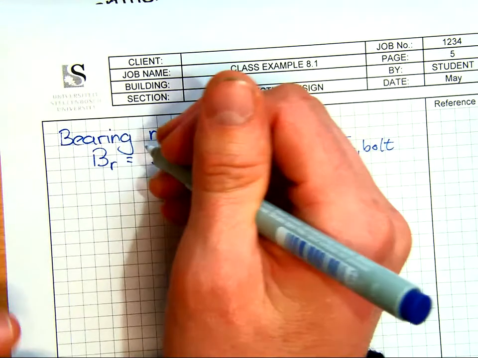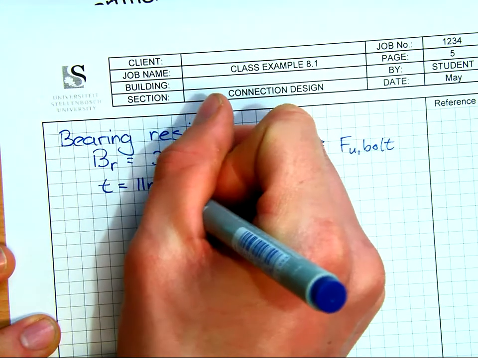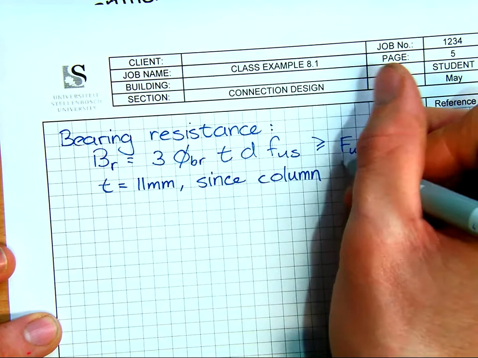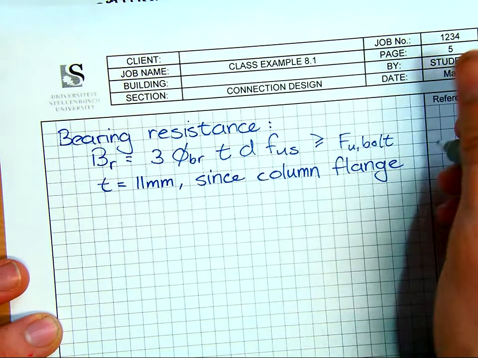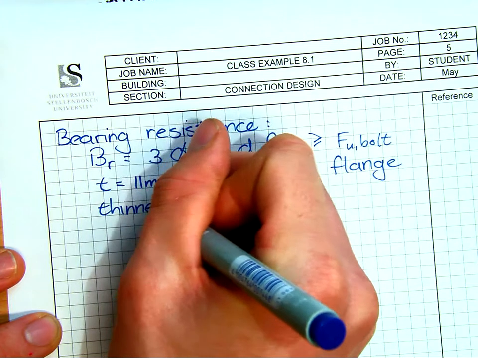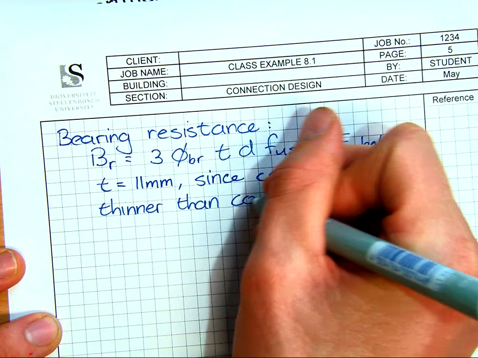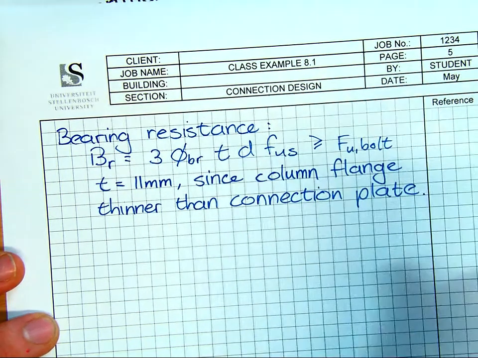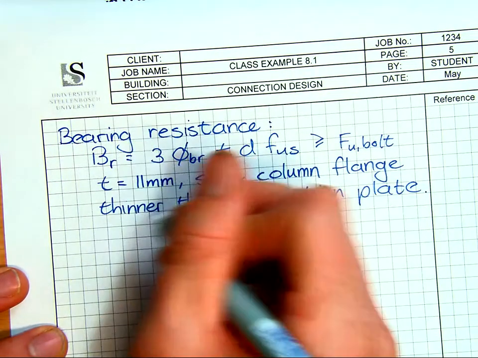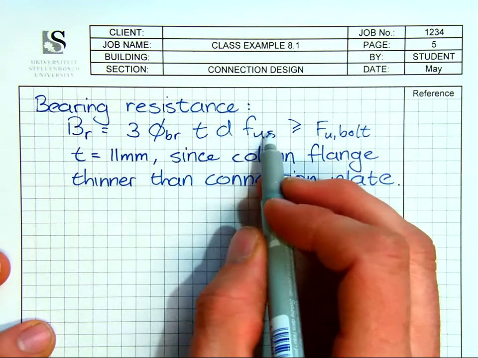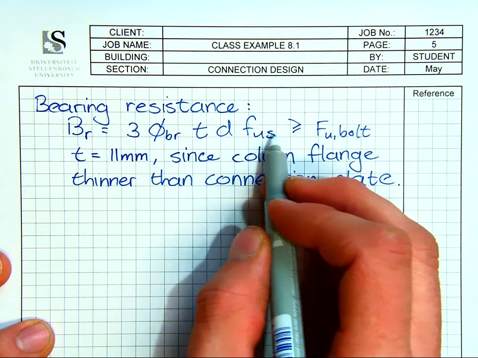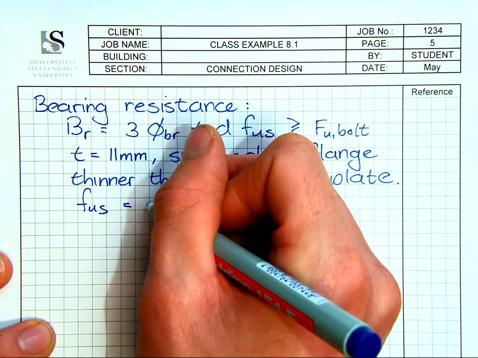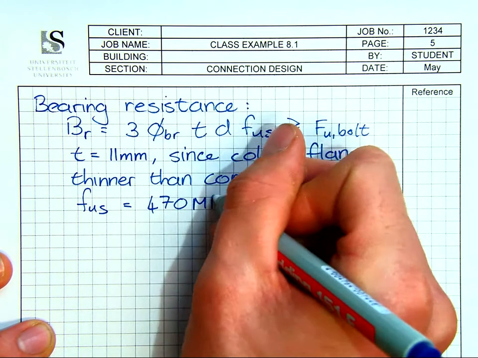But now, as I was mentioning, T equals 11 millimeters, since the column flange is thinner than the connection, so we're going to use that value. And then we also need to make sure we're using the ultimate stress of the steel. Just be careful, I've written FUS, adding an S on the end just to remind you that this is not the same as the bolt capacity used above. This is 470 MPa of steel.